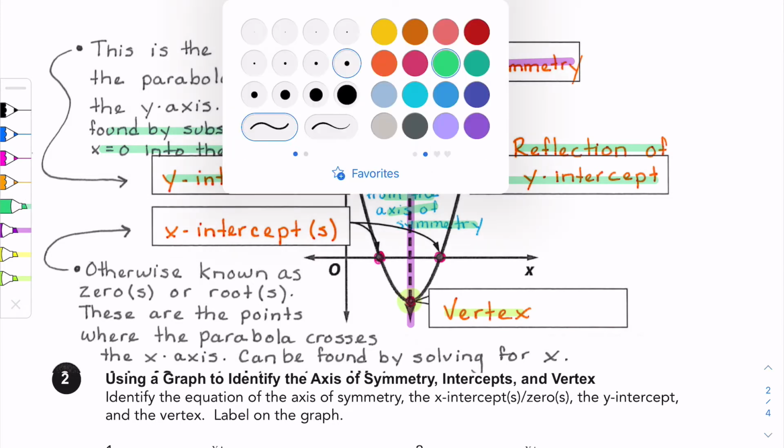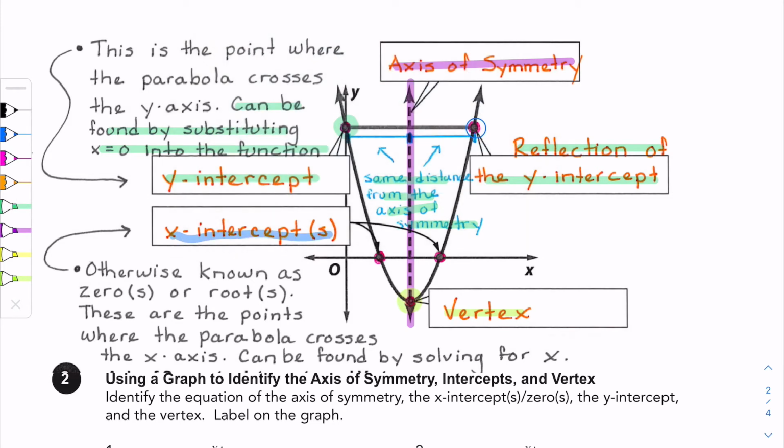And lastly, we have our x-intercepts. Our x-intercepts are where the graph crosses the x-axis, otherwise known as zeros or roots, and they can be found by solving for x. Here are the two x-intercepts. It's where the graph crosses the x-axis.